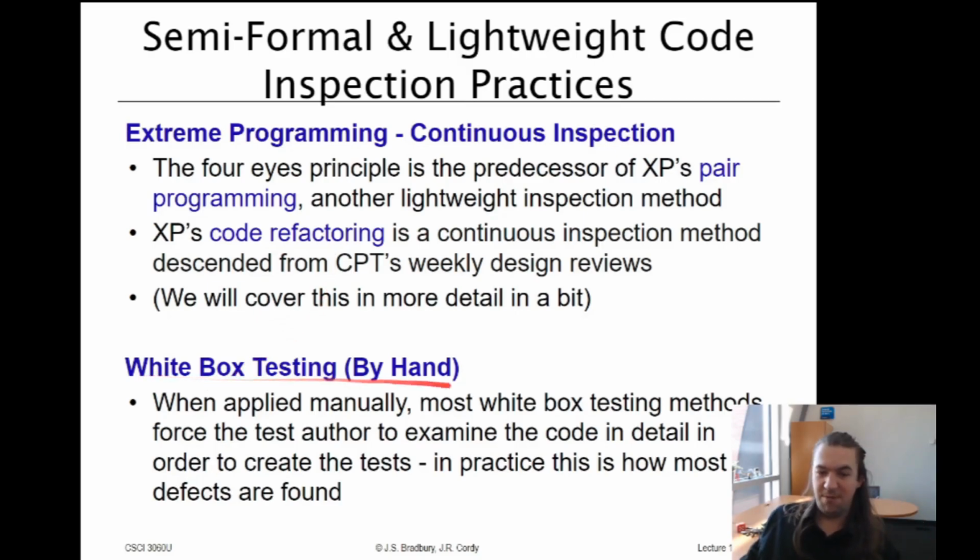Now, also white box testing. When you manually do white box testing, you have to understand the code to do it, right? Now, automated systems will take care of some of this for you, but if you want to be manually writing a white box test for a piece of code, you can't do that unless you know what the code's doing. So in practice, a lot of defects are actually just found by somebody saying, I'm going to manually make a few white box tests for this code and see if it works, and you just find there's a problem because you've looked at it and you say, oh, I think this might lead to issues, and you try it, and of course it does.